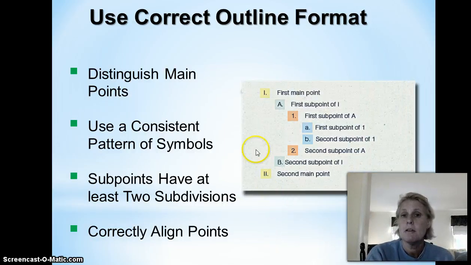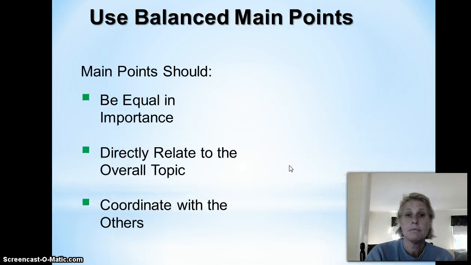And here's an example of using Roman numerals as first main point, capital letters, and then numbers, and then lowercase letters. This is the standard type of outlining format. Main points should be balanced. Now, this is not 100% true.